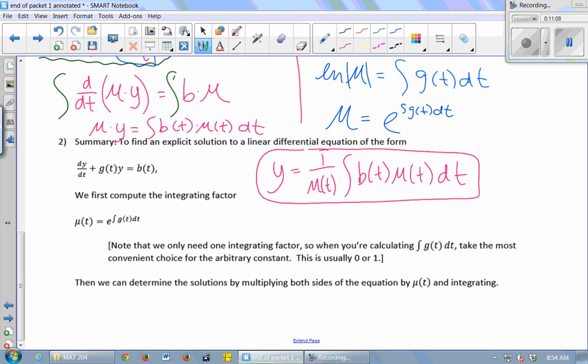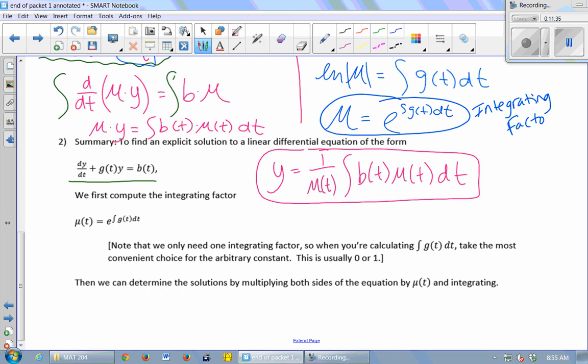So for a summary, to find an explicit solution to a linear differential equation, if it's linear, first write it in this form so that it looks like dy/dt plus g of t y equals b of t. First, you compute the integrating factor. μ of t is e to the integral of g of t dt. That's this thing, right? This is called the integrating factor. The word factor is in the name because you are now going to multiply both sides of the equation by it. And integral is in there because there's an integral in it.